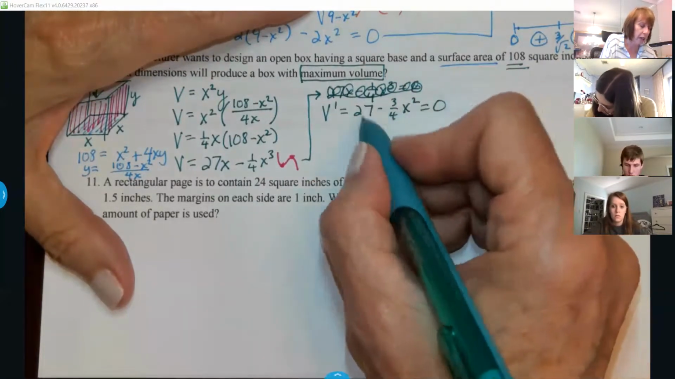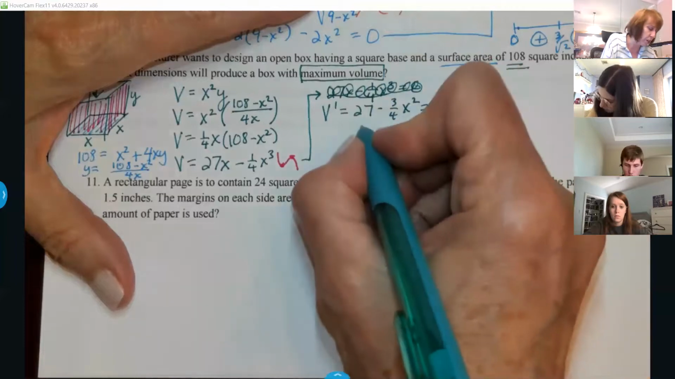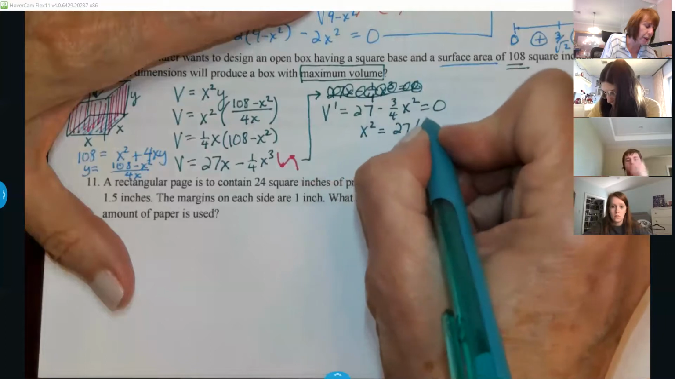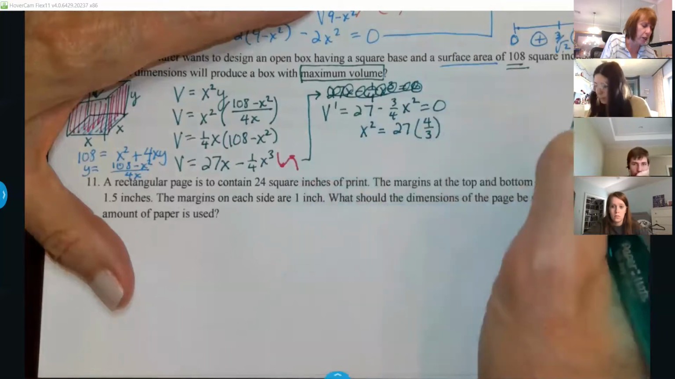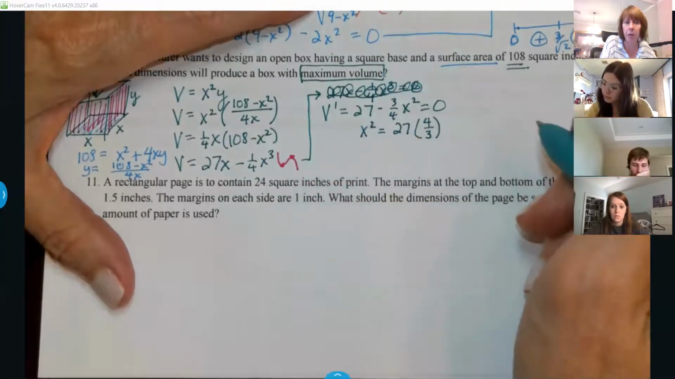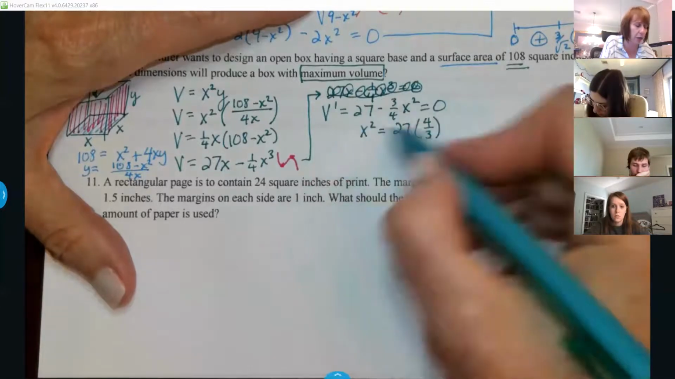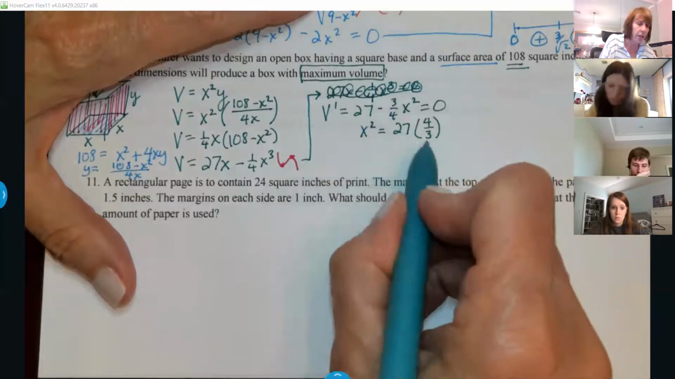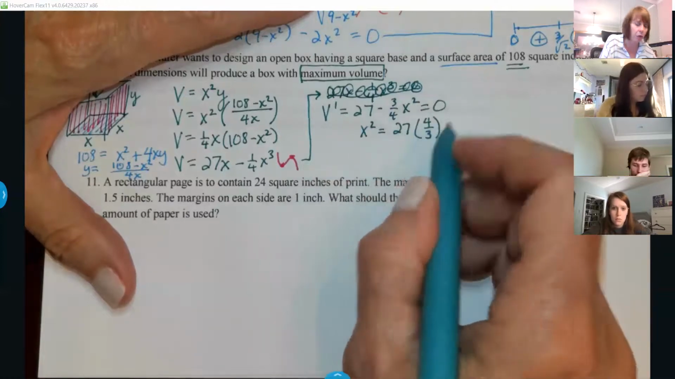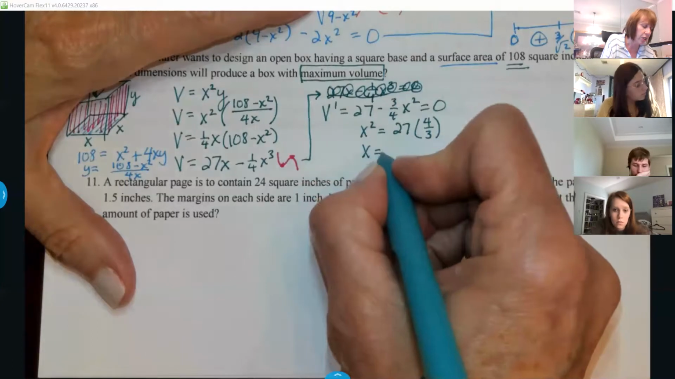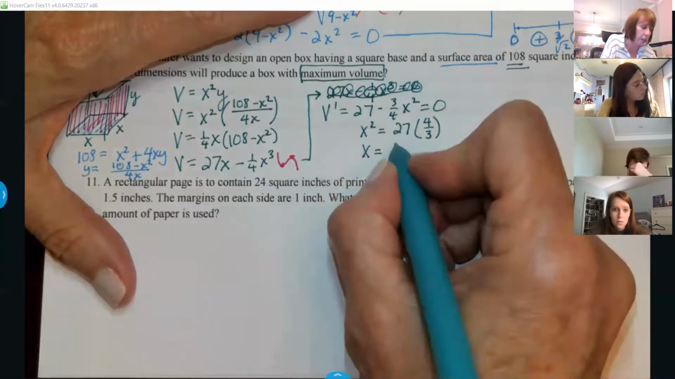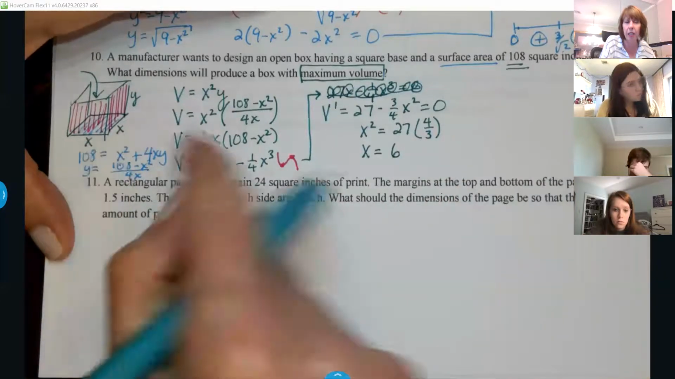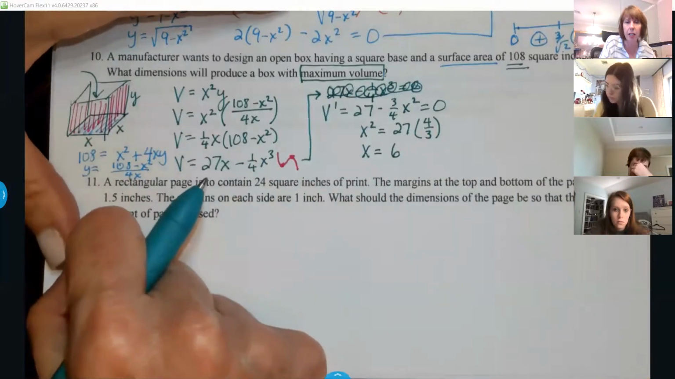Solving it for x, I'm going to move the 27 over, and then I'm going to multiply both sides by negative 4/3, but it'll be all positive at the end because the 27 was negative when we took it over. So that reduces to 9. 9 times 4 is 36. So x will be the square root of 36, which is 6. Plus or minus, but we can't have negatives in this situation. So x here is 6.